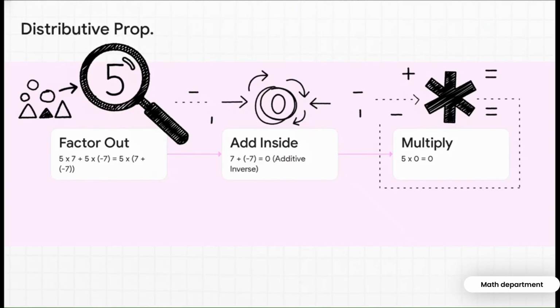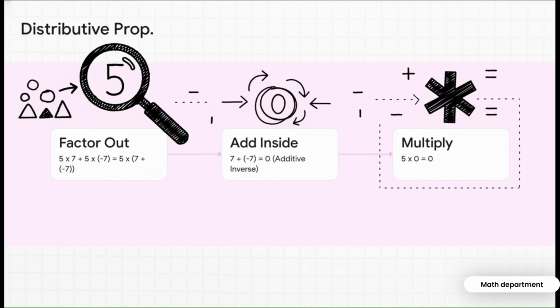Now, let's see a quick trick using the distributive property. Look at this expression, 5 times 7 plus 5 times negative 7. Now, you could do the multiplication first, getting 35 plus negative 35, but watch how we can streamline this. We can actually factor out that common 5. Step 1. We rewrite the whole thing as 5 multiplied by the group of 7 plus negative 7.